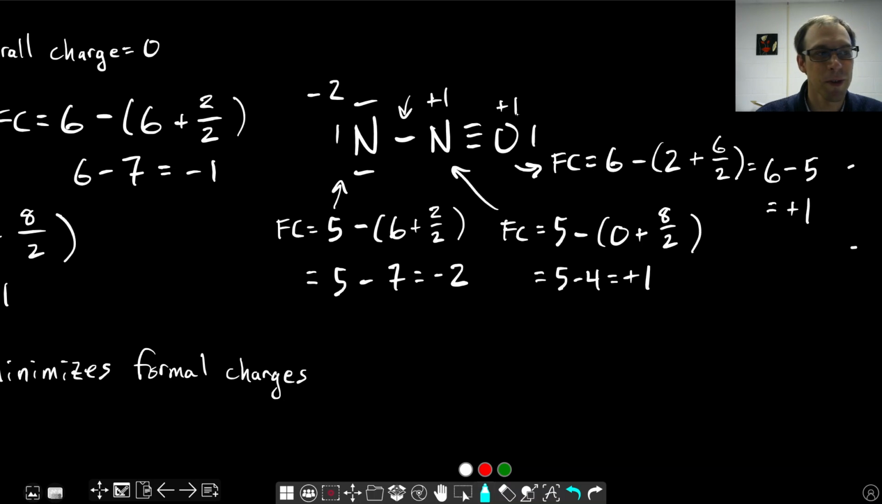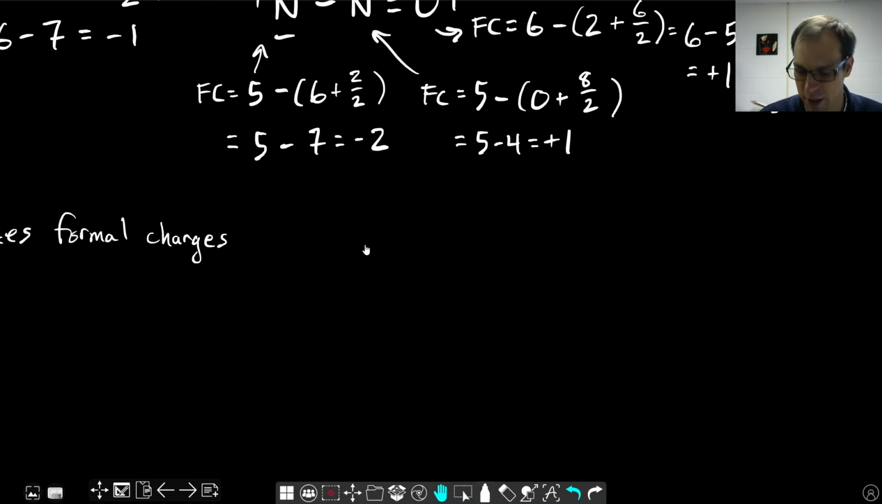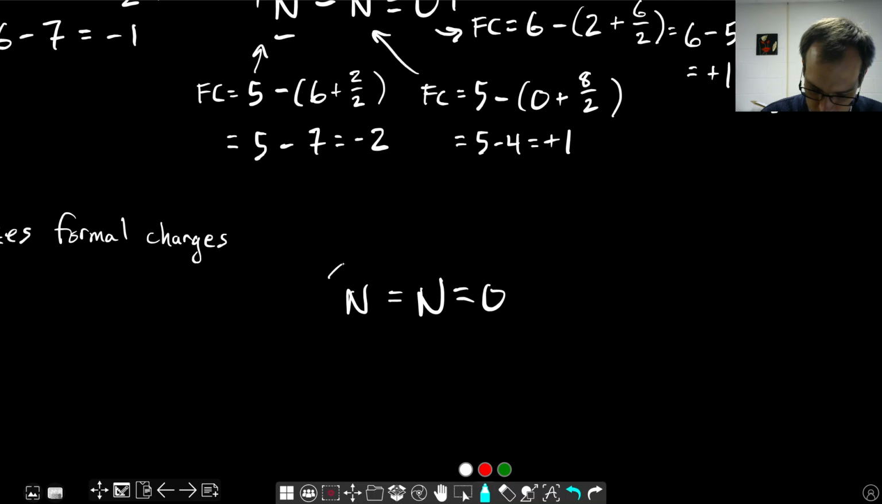And this structure is even worse than the previous one. We want to minimize formal charges, have them be as small as possible. These formal charges are even bigger than our first example, so this is a less important structure. This is a worse structure for N2O. All right, and now we'll look at our last one, where we have double bonds to either side. So nitrogen double bonded to nitrogen here, oxygen here. Let's calculate the formal charges here.